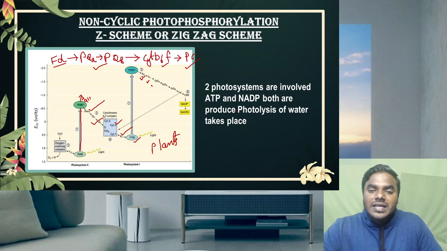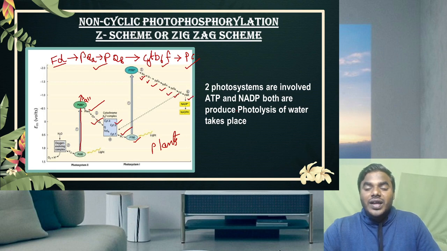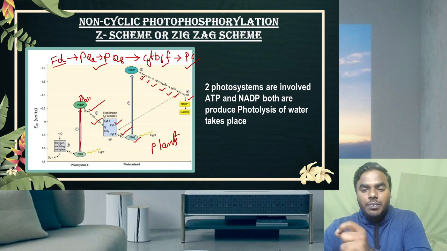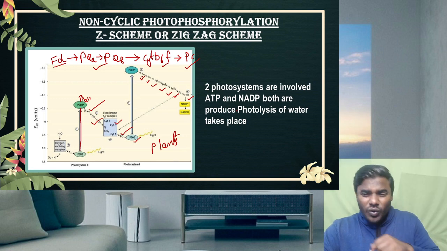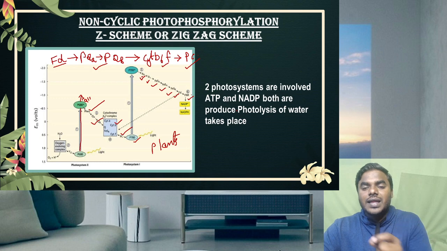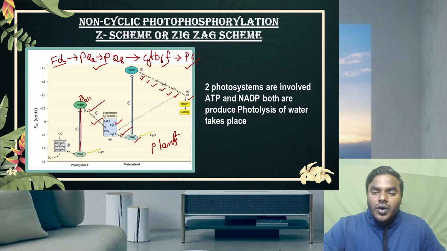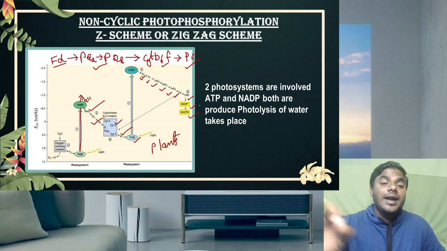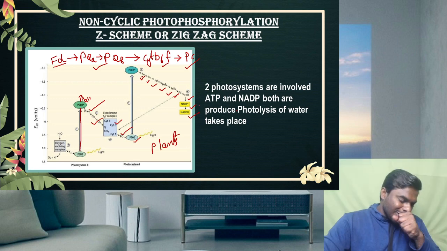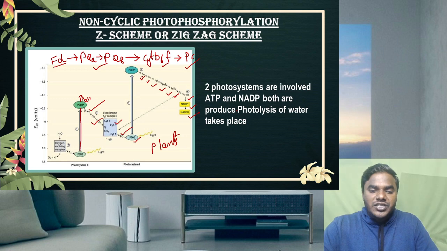We called iron sulfur X, iron sulfur A, iron sulfur B, FD ferredoxin, FNR ferredoxin NADP reductase. What was that? Ferredoxin NADP reductase, then followed by NADP plus, then there is a production of NADPH. Simple. Let me summarize for you.